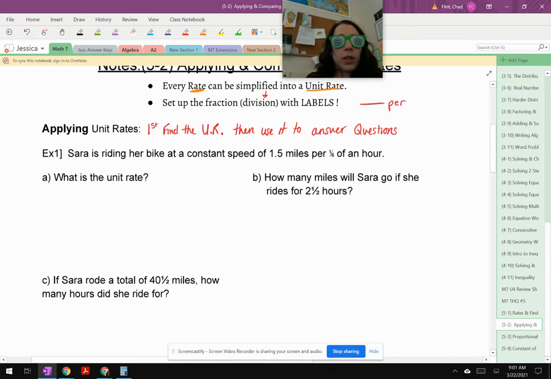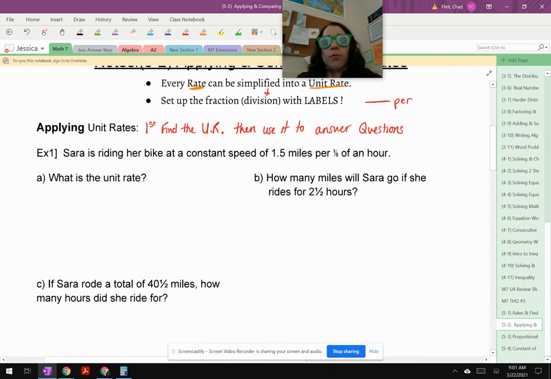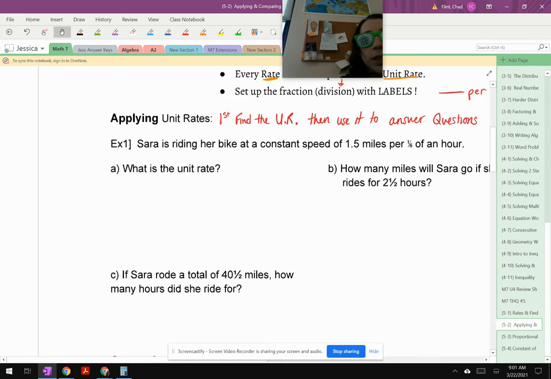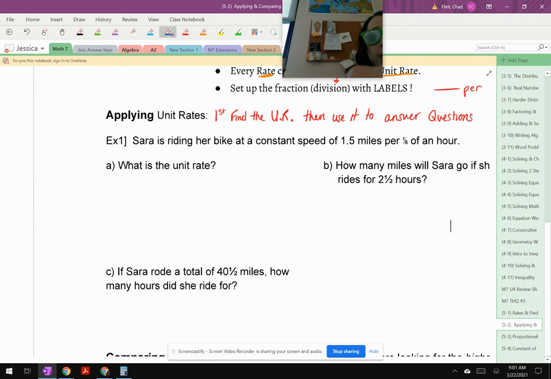All right, so example 1 here. Sarah's riding her bike at a constant speed of 1.5 miles per 1/6 of an hour. What is the unit rate? So just like we did in our other lesson, we're going to start off by setting up that fraction to figure out the unit rate.